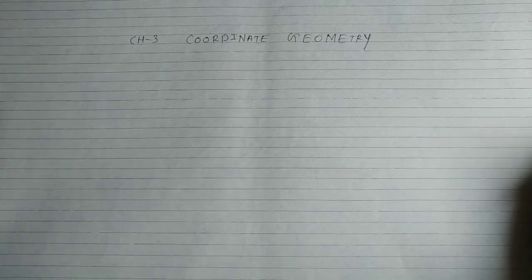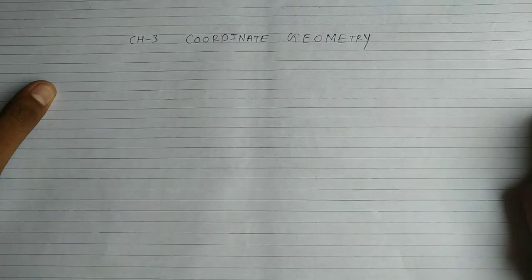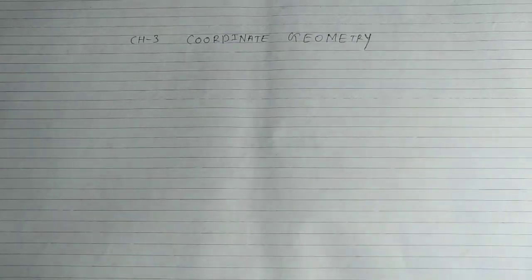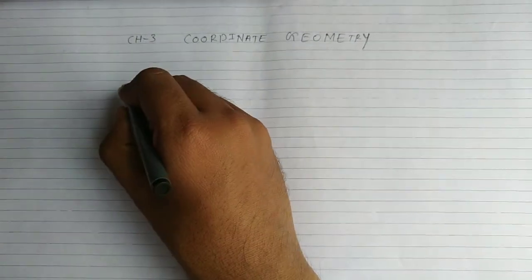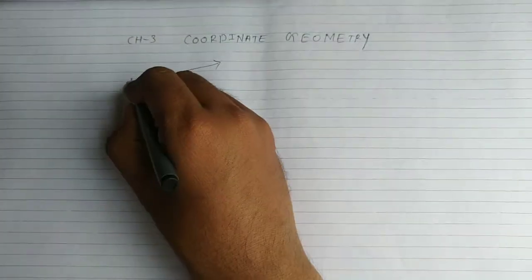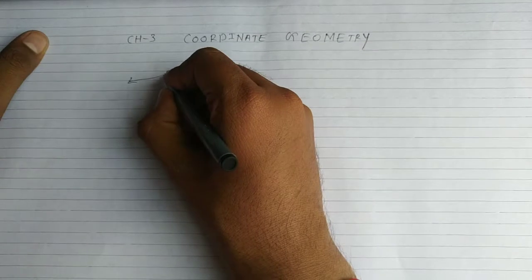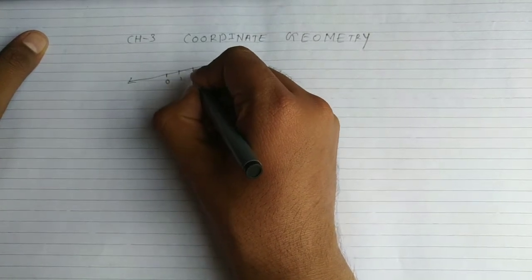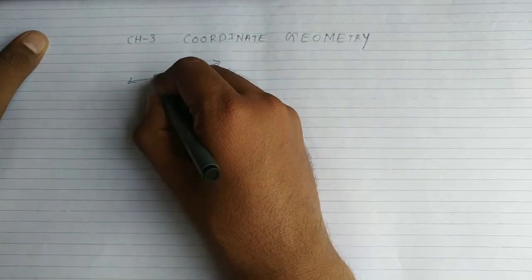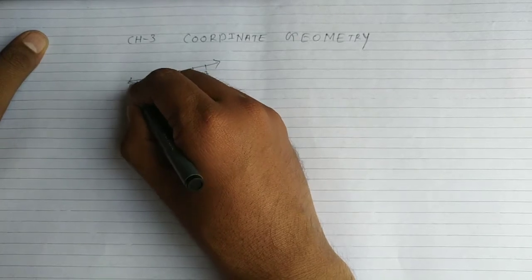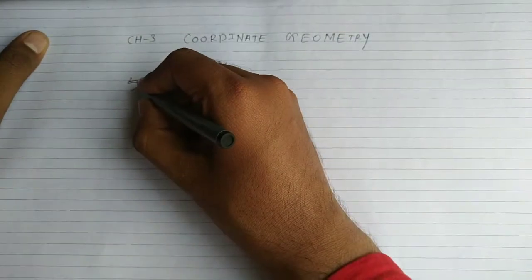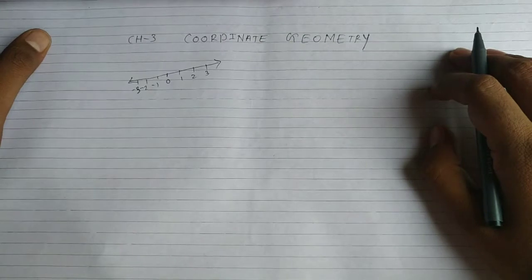Today we have to study chapter number 3, coordinate geometry. First, we start with the situation of the number line. Suppose one number line has 0, 1, 2, 3, and here -1, -2 and -3. We know about the number line from chapter number 1.